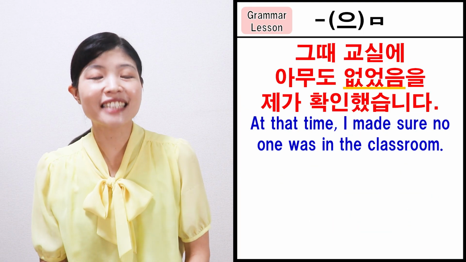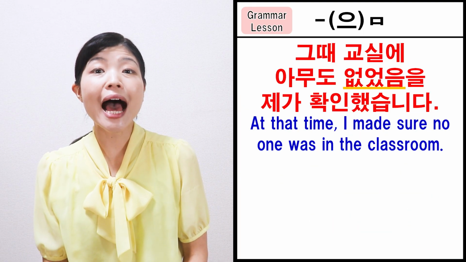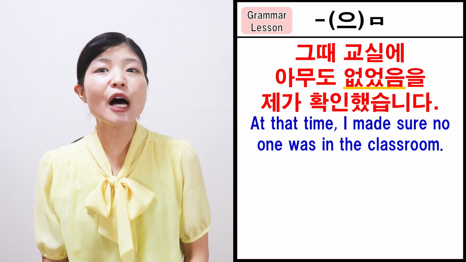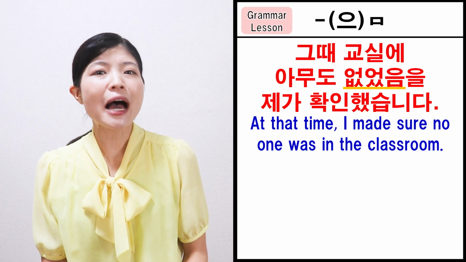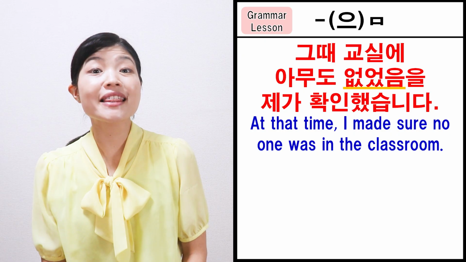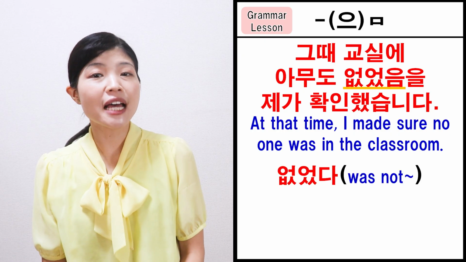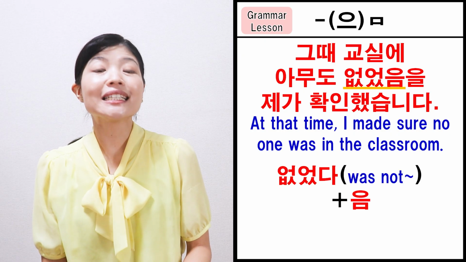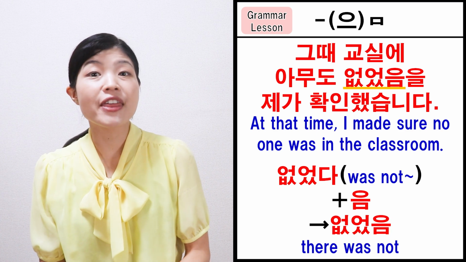Let's look at the next example. 그때 교실에 아무도 없었음을 제가 확인했습니다. At that time, I made sure no one was in the classroom. Here, 없었다 means was not. You add 음 to make 없었음, there was not.